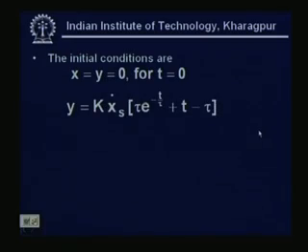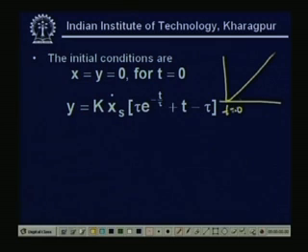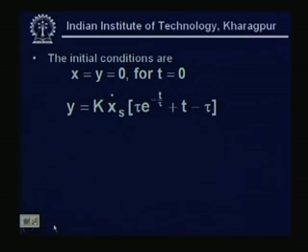The initial conditions are x equal to y equal to 0 for t equal to 0. That is quite obvious. If I give an input like this one, at t equal to 0, quite obviously x is equal to 0 and y is equal to 0, and my output will look like y equal to k x_s dot tau e to the power minus t by tau plus t minus tau, right.